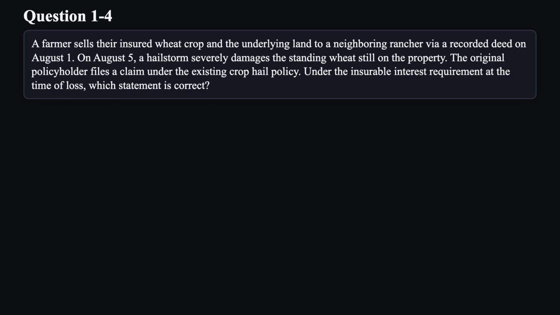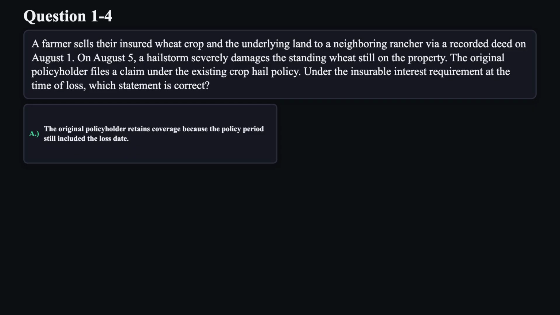Question 4. A farmer sells their insured wheat crop and the underlying land to a neighboring rancher via a recorded deed on August 1st. On August 5th, a hailstorm severely damages the standing wheat still on the property. The original policyholder files a claim under the existing crop hail policy. Under the insurable interest requirement at the time of loss, which statement is correct?